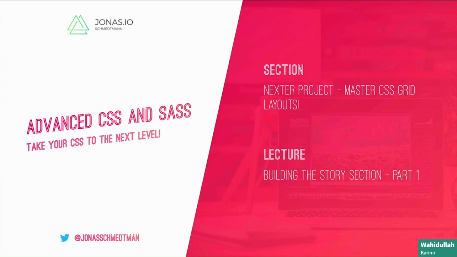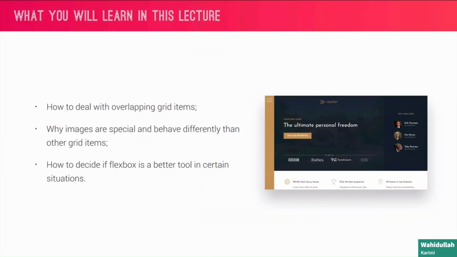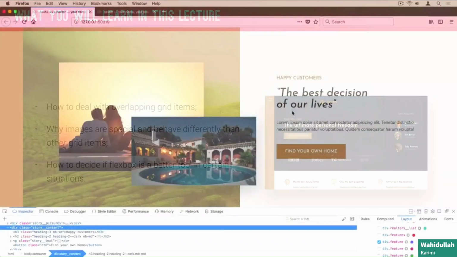And this time, let's build the story section. By building this section, you're going to learn how to deal with overlapping grid items, why images are special and behave differently than the other grid items, and also how to decide if Flexbox is a better tool than CSS Grid in certain situations.